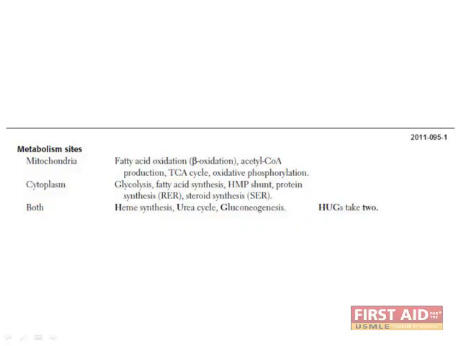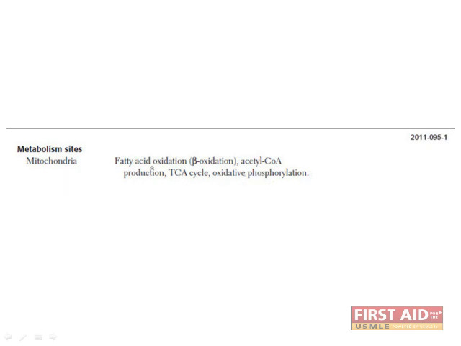It can be useful to group metabolic reactions by the site in which they occur. Most metabolic reactions occur in either the mitochondria or the cytoplasm, although some occur in both. Oxidation of fatty acids, production of acetyl-CoA, the TCA cycle, and oxidative phosphorylation all occur in the mitochondria.